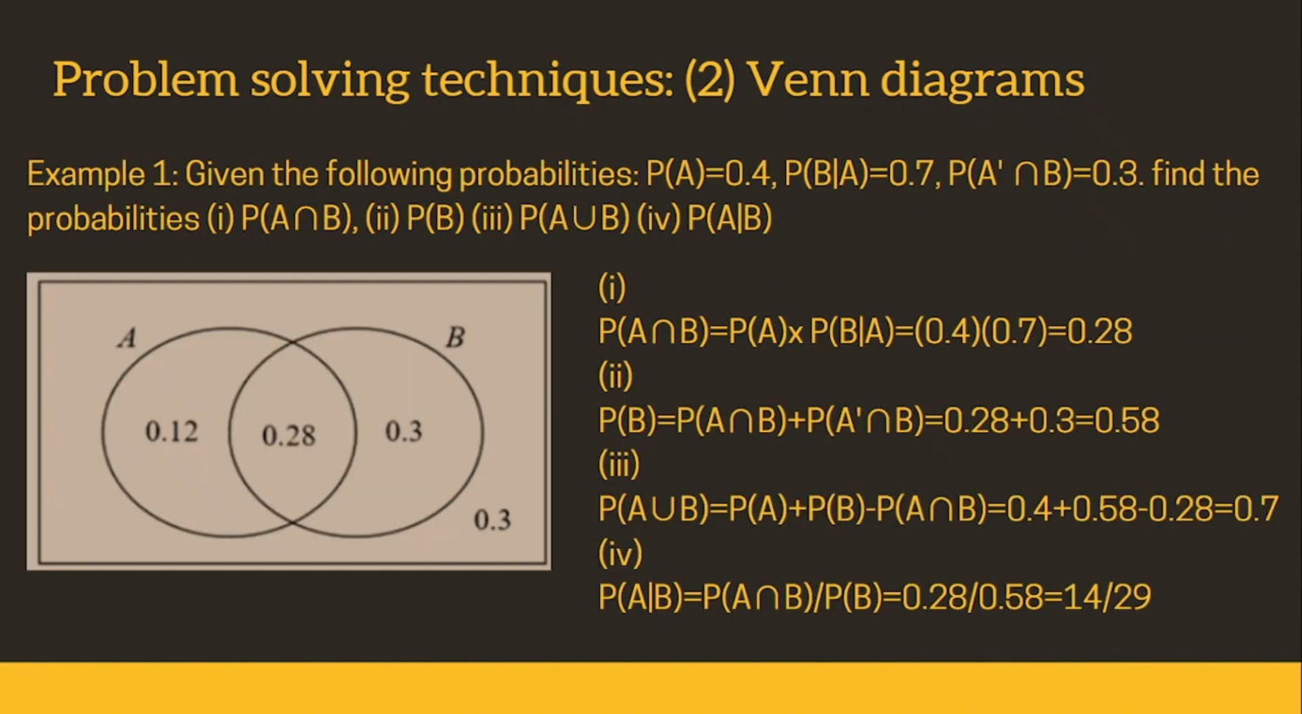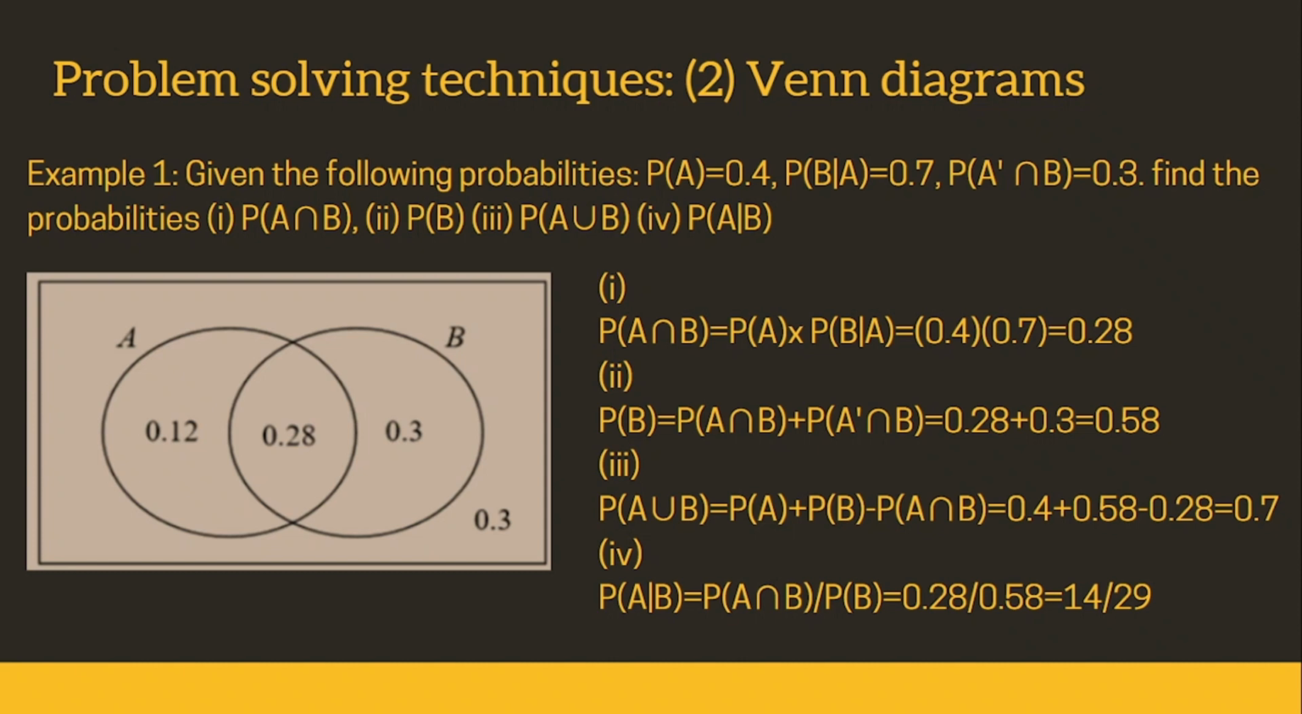So how we got the Venn diagram as shown is that we take note of what we are given first. The probability of A intersecting B is just going to be the probability of A times the probability of B given A. We are already given that, so we can just multiply them together: 0.4 times 0.7 equals 0.28. For part 2, they want to find the probability of B. This is just the sum of the probability of A intersecting B and anything outside of A intersecting with B also. So you add those 2 together, and you get 0.58.